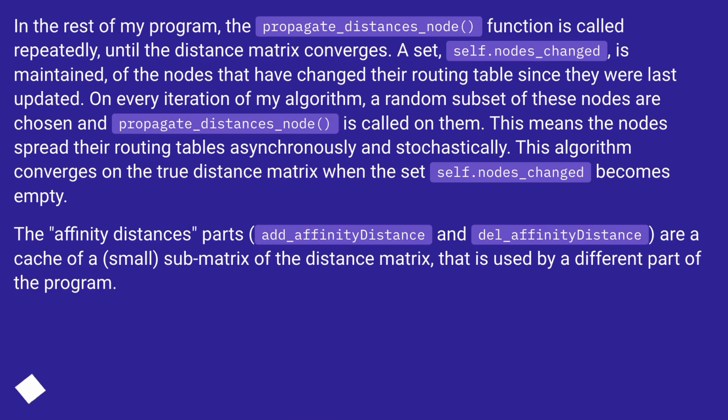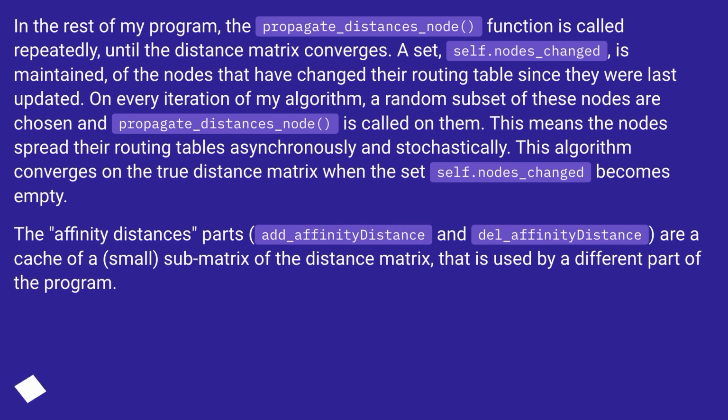In the rest of my program, the propagate_distances_node function is called repeatedly until the distance matrix converges. A set self.nodes_changed is maintained of the nodes that have changed their routing table since they were last updated. On every iteration of my algorithm, a random subset of these nodes are chosen and propagate_distances_node is called on them. This means the nodes spread their routing tables asynchronously and stochastically. This algorithm converges on the true distance matrix when the set self.nodes_changed becomes empty.